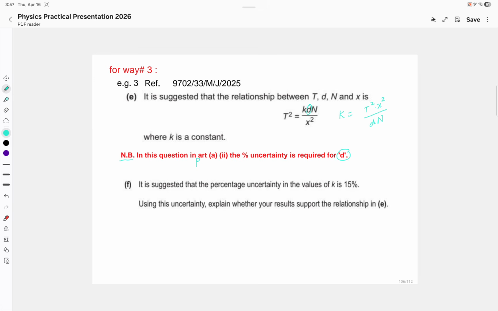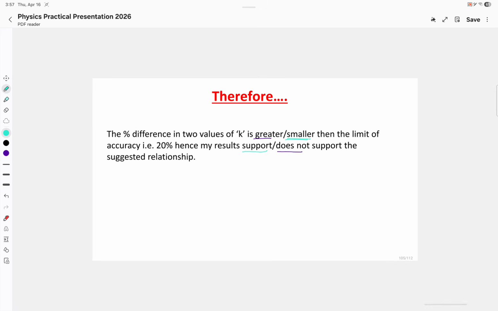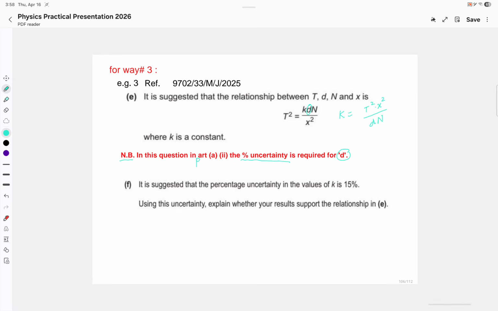Now look at the third method. Instead of going towards the idea of percentage uncertainty like in the previous part, what are you going to do? It is suggested that the percentage uncertainty in the value of k is already done for you. That's 15%. It has already been done for you. Using this uncertainty, explain whether your results support the suggested relationship in part E or not.